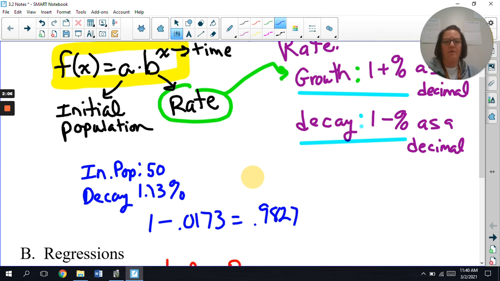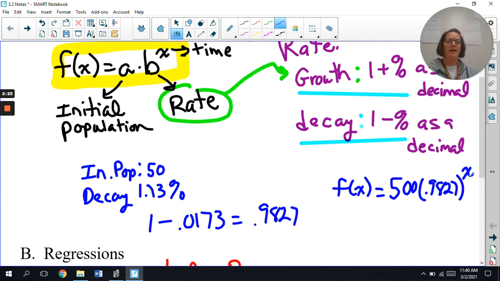Then I write my function as my initial population, 500, times our rate to the x power. And like I said, x is usually some sort of time. So that would be a model that we would use to answer additional questions on that example.